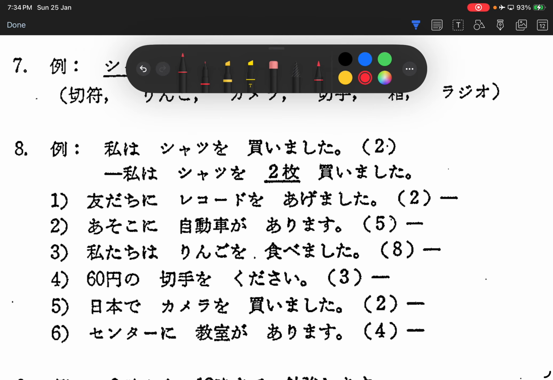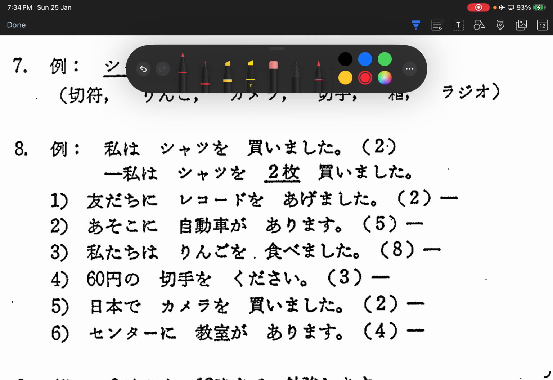It's 枚, right? Yeah, it's 枚, because it's thin. Okay, so they call it 枚. 2枚. So 2枚あげました。 Very good. So the record is just talking about the old record, the very big one. Okay, that one's a record. Okay, next. In the future people won't know what a record is.